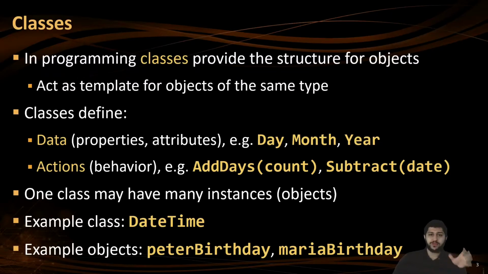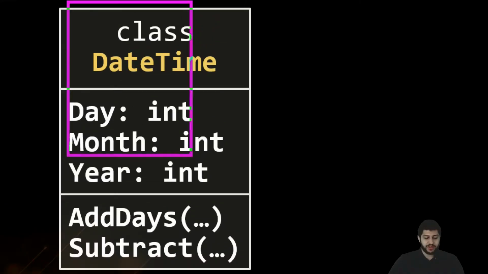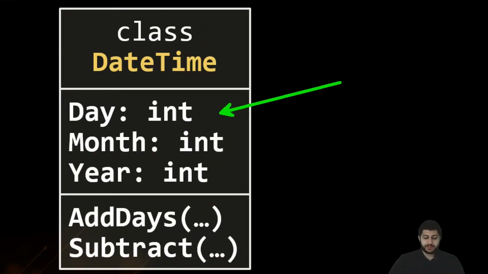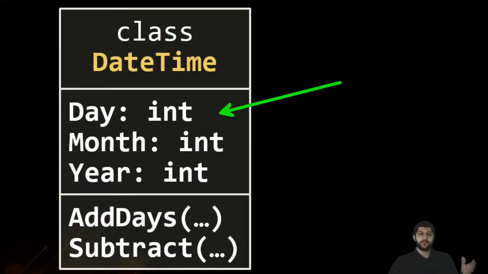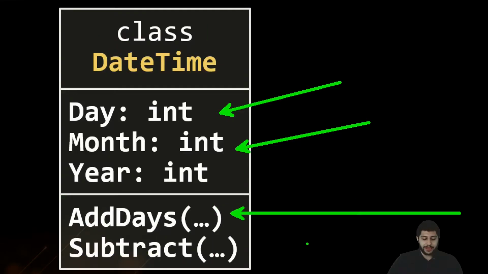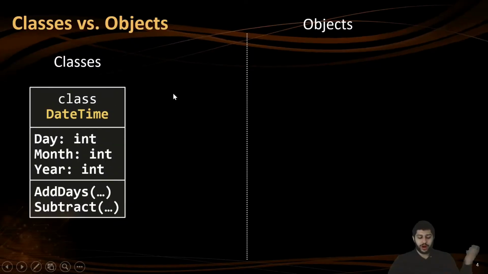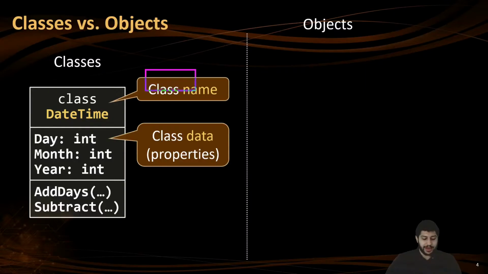Now, what is the core difference? Classes, for example, we have the datetime here. The datetime specifies a datetime object. This is the template for a datetime object. We have a day, we have a month, and we have a year. And this datetime class specifies the following behavior. It has add days and subtract days, or subtract dates. It doesn't really matter. And the class has a name, it has properties, and behavior.